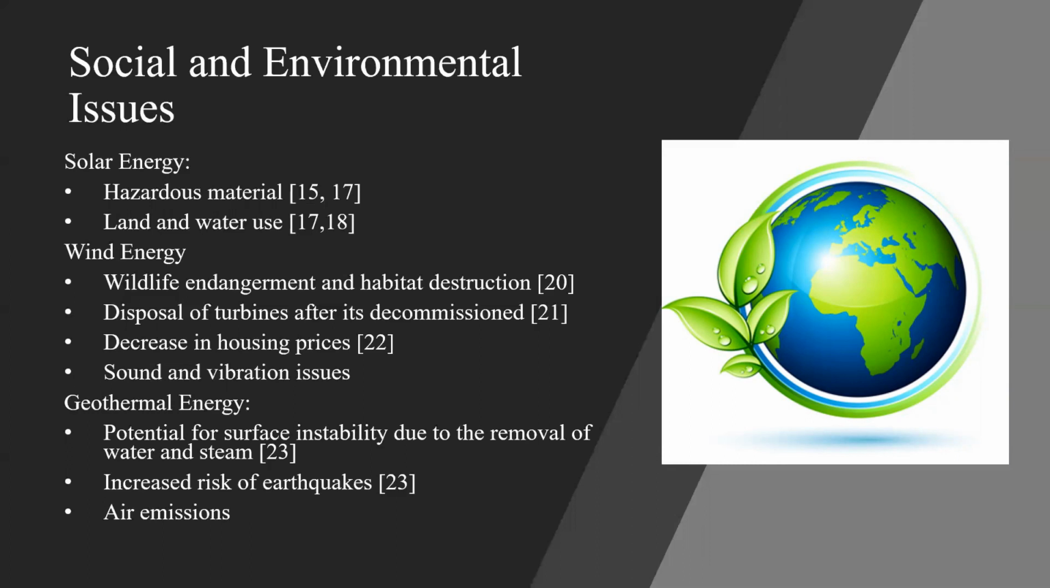And then for geothermal energy, there is a potential for the ground to sink when the water and the steam is removed. These geothermal plants are normally located near fault zones or hotspots, which are prone to instability, and the drilling could increase the risk of earthquakes. And then lastly, the air emissions have to be considered. Open loop systems can emit hydrogen sulfide and carbon dioxide. And once the hydrogen sulfide is in the atmosphere, it can turn into sulfur dioxide, which can cause acid rain.